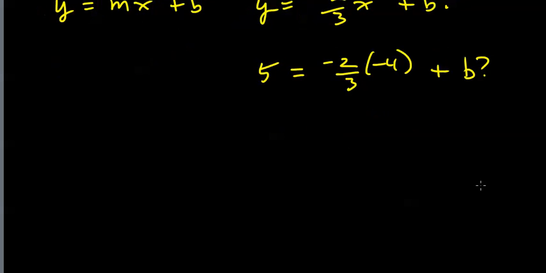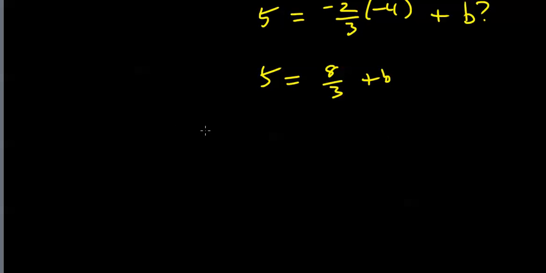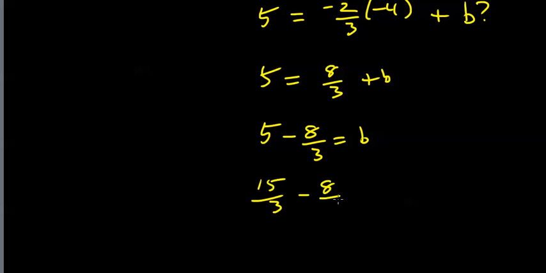Alright, so with a little fraction arithmetic, we should be in good shape. 5 equals, let's see, minus 4 times minus 2/3 is positive 8/3. So I'm going to have to subtract 8/3 from both sides to solve for b. Well, to get a common denominator, 5 is 15/3. And from that, I'll subtract 8/3. Once I've got a common denominator, I'll just subtract the numerators as indicated, and I'll get a positive 7/3 for b.